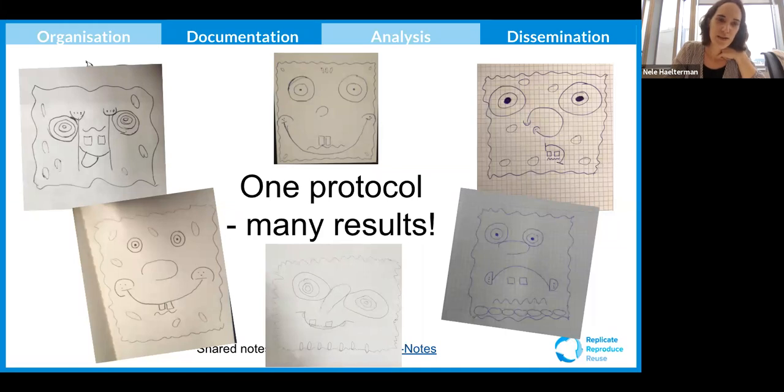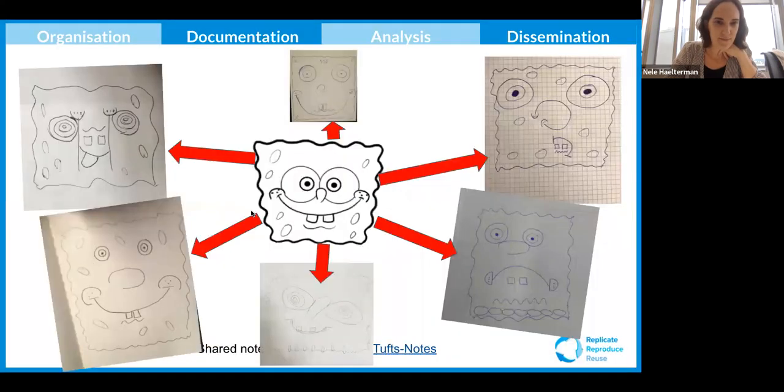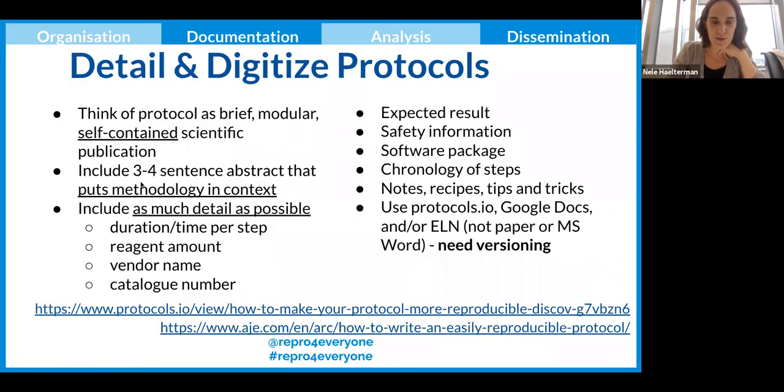This was just an example to show you how difficult it can be to try to reproduce something based off of text alone. Next slide, please. So just in case you didn't know who it was.